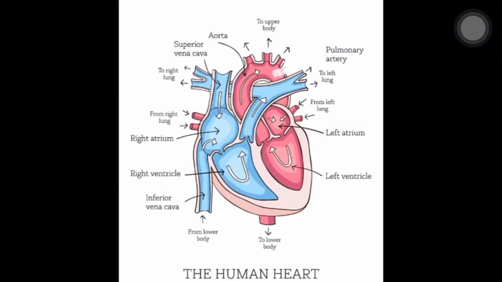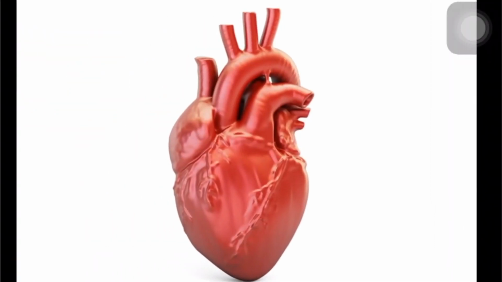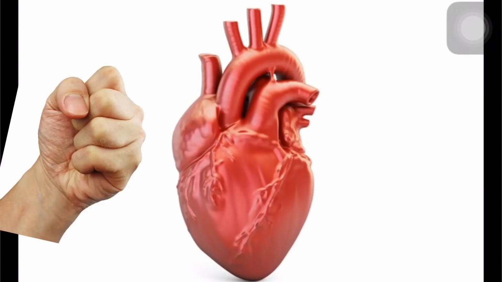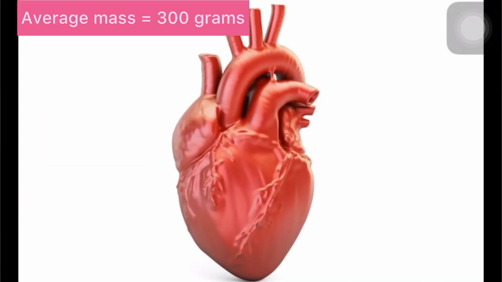In this video, you will learn about the structure and function of the human heart. If you imagine the shape and size of your heart, it looks something like this. It has the size of your fist. If you hold all the fingers of one of your hands, forming a fist, then you can say your heart is as big as your fist. The average mass of your heart is about 300 grams.